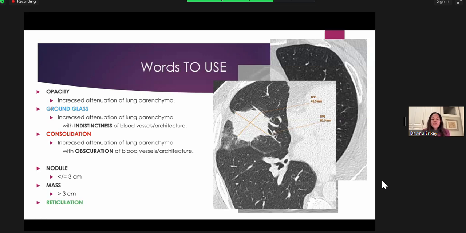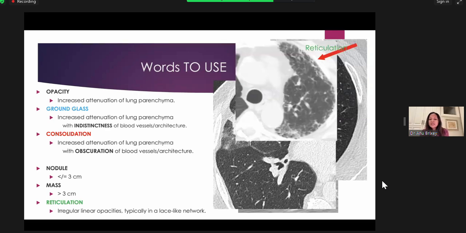And then the final word that I just want to mention is reticulation, because it is important to know when to use this, because we see this very commonly. Reticulation refers to irregular linear opacities, typically in a lace-like network. Here's an example of reticulation, and you can see it's present here in the periphery. So we would call this subpleural reticulation. This is when you have these crisscrossing overlapping lines.